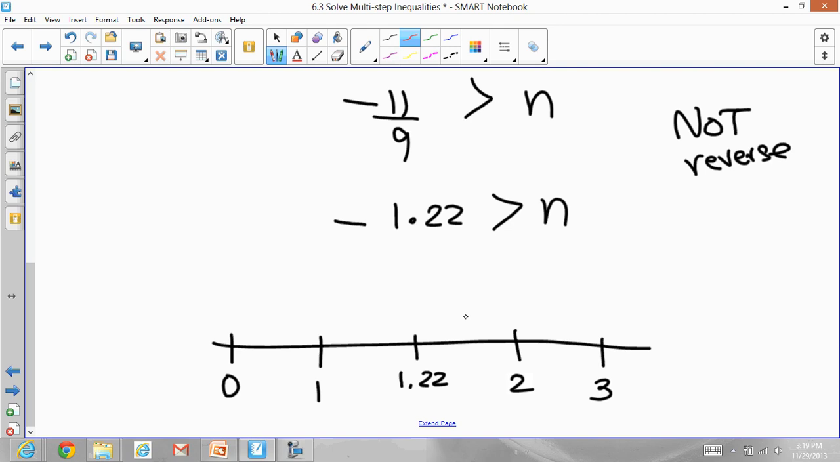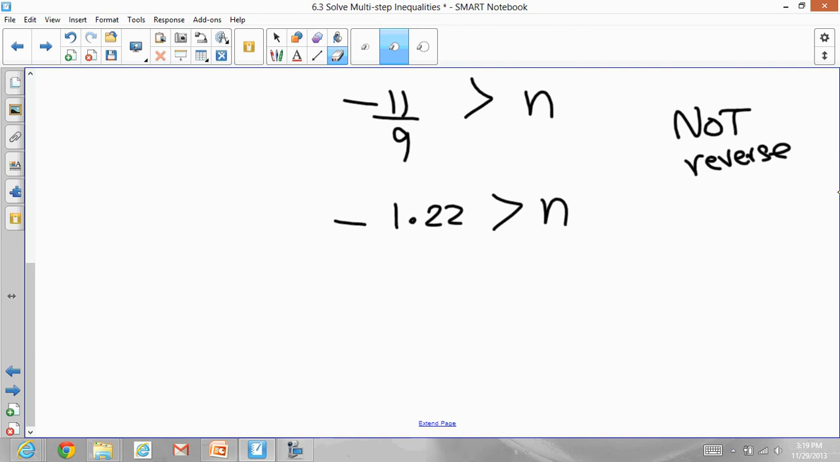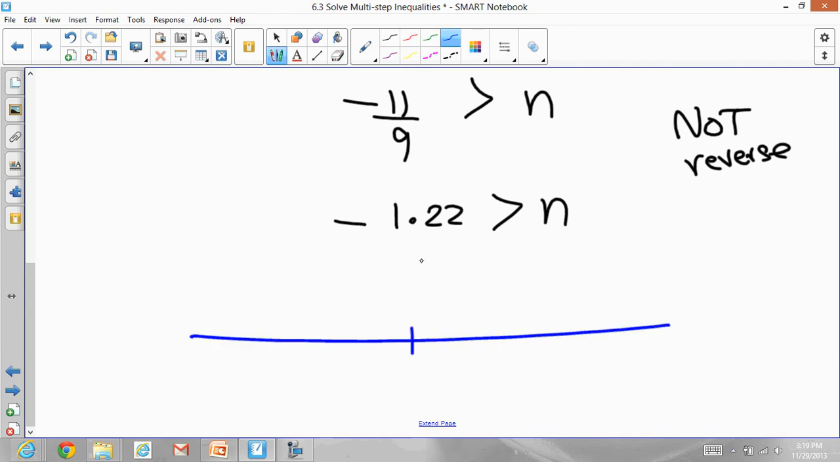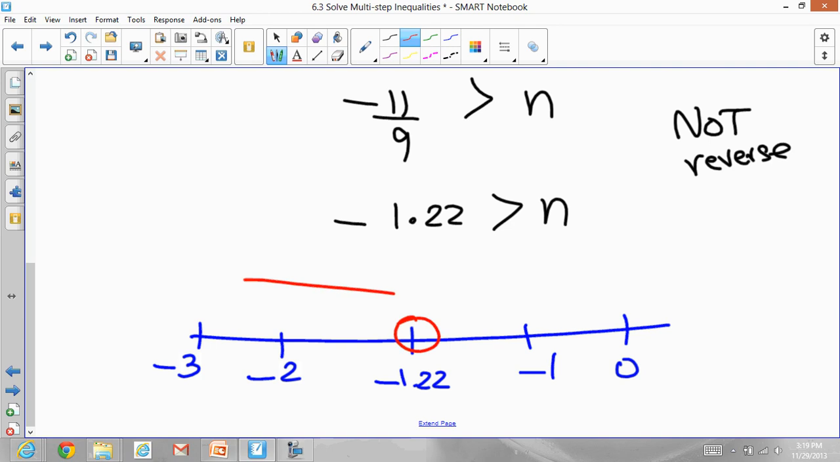That is how you can narrow down your answer choices to 2. You can eliminate 2 just by your open circle and closed circle. So this is going to be an open circle because you do not have the equal sign. And my arrow is negative 1.22. So since it is negative 1.22, I'm going to take all of this back. So negative 1.22, negative 1, negative 2, negative 3, and 0. So in this case, it's going to be once again an open circle. And my arrow is going to be on the left side.